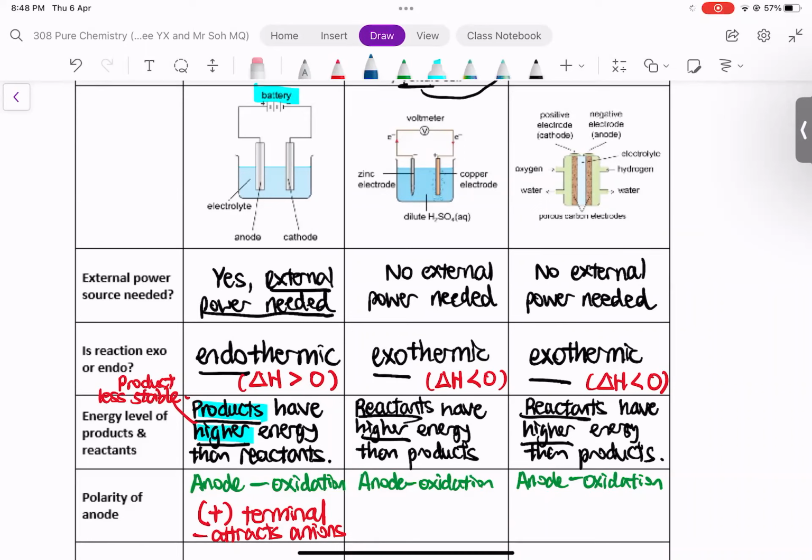Now, this logic is going to be reversed. In an electric cell, you will realize that the anode is actually the negatively charged terminal or electrode. Why? This is because in an electric cell, you are not attracting ions. What you are doing is you are looking at oxidation being a loss of electrons.